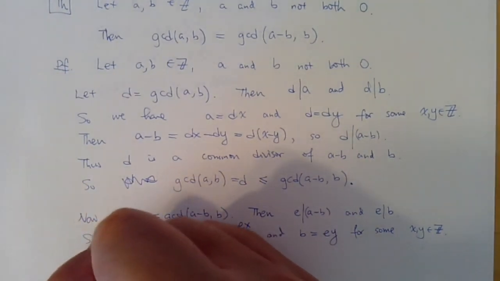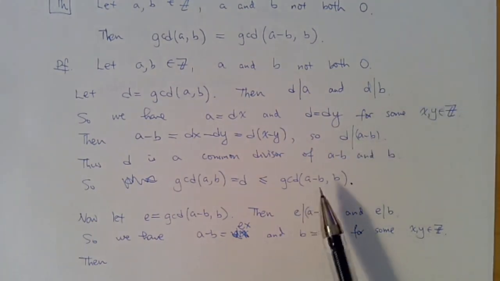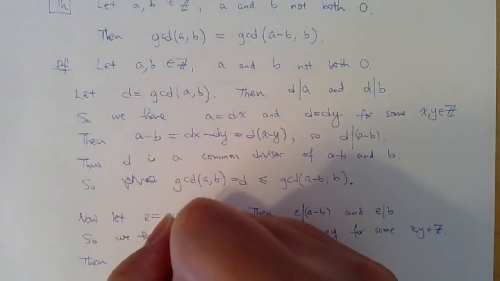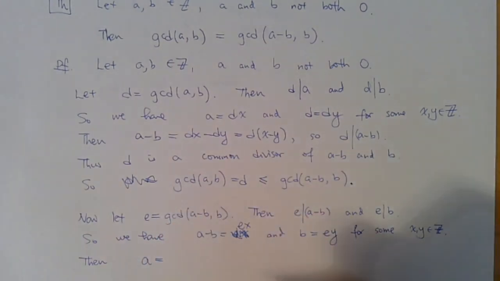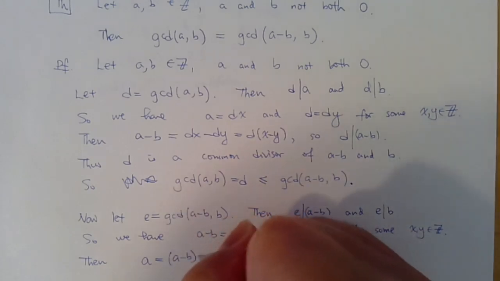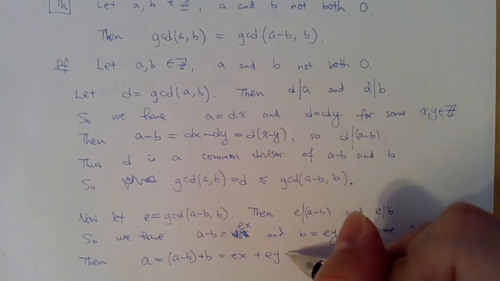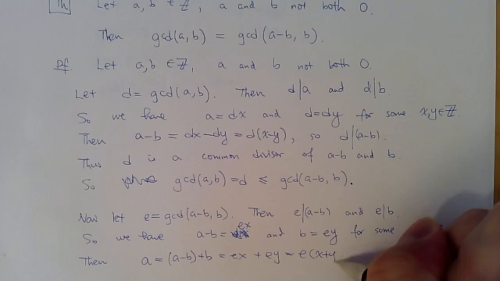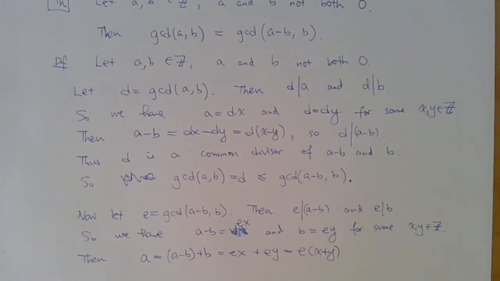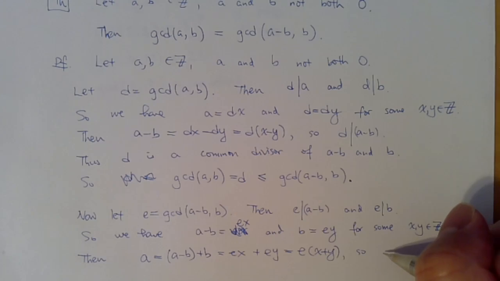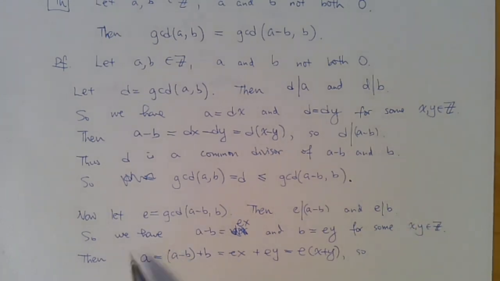So then, this time we are trying to calculate the left-hand side here. So A, we don't know what A is yet. So then A is equal to A minus B plus B. And A minus B is EX, and B is EY. And you know how it goes by this point, right? We can factor out the E, and then we see that we have divisibility going on. So E divides A.